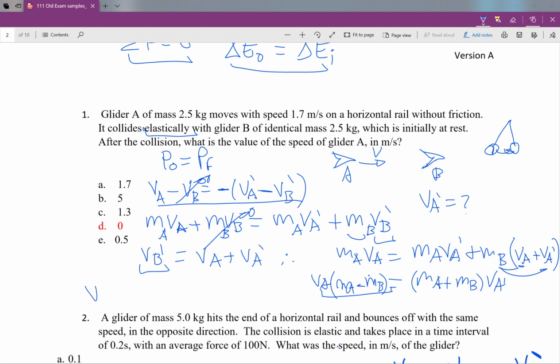So the final equation will be VA prime equals VA times (MA minus MB), all of that divided by MA plus MB. Now, we know that both masses are identical, so MA minus MB is just 0. So that is why the velocities switch. They basically switch velocities.